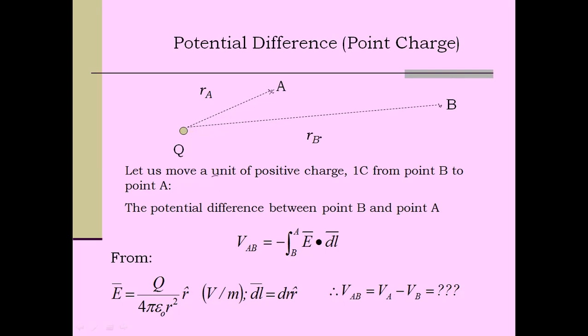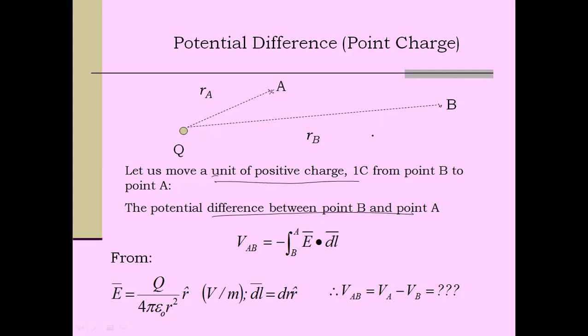Our concern now is to find the potential difference between the point B and the point A. By definition, the potential difference between the point B and point A is basically the work done in moving a unit positive charge of one coulomb from the point B to the point A.